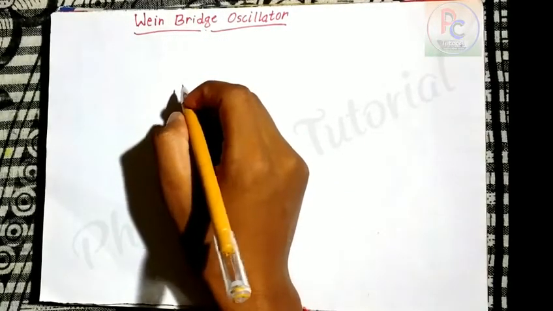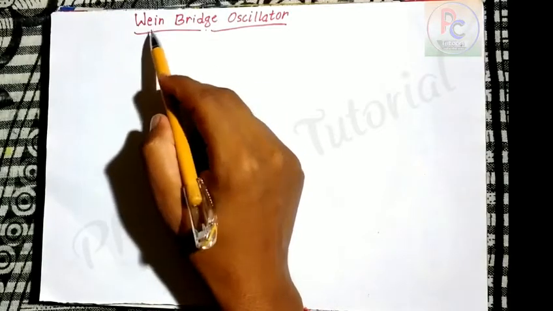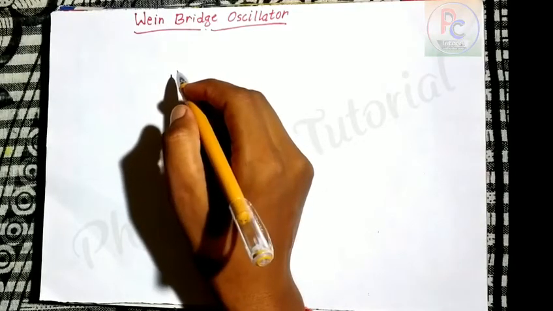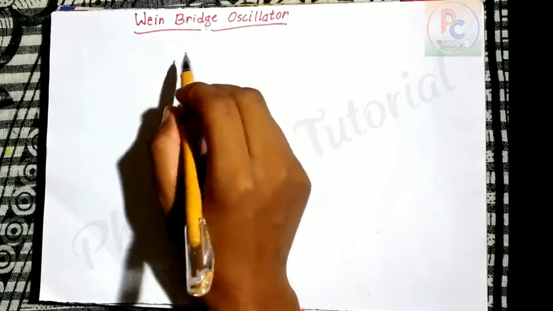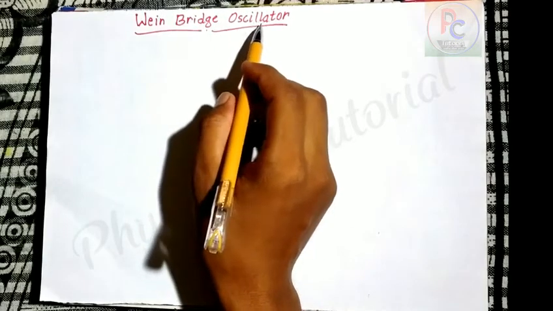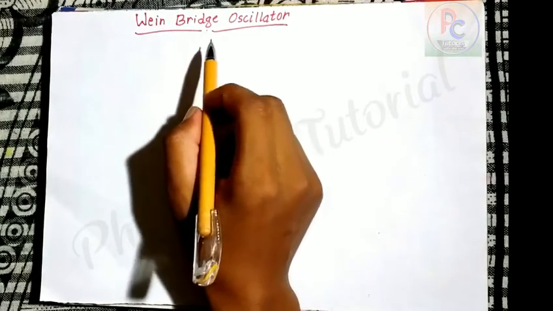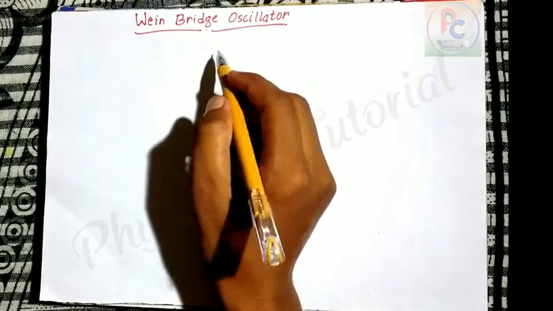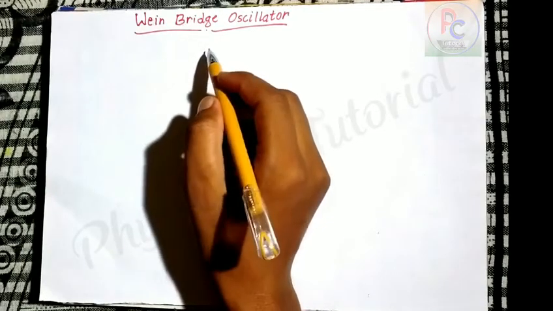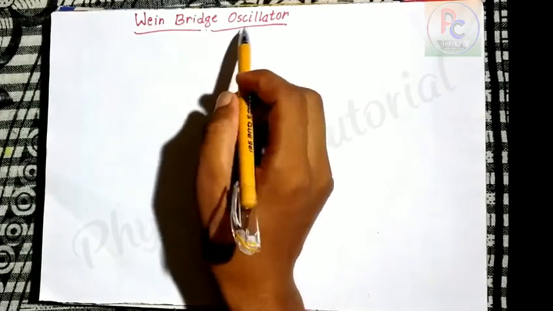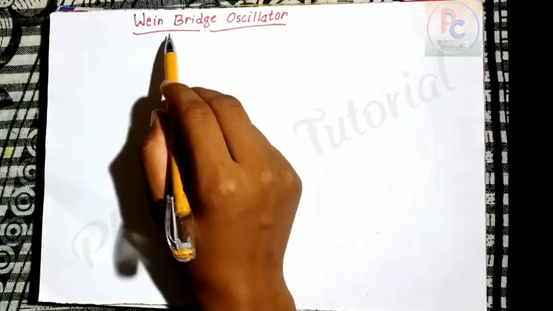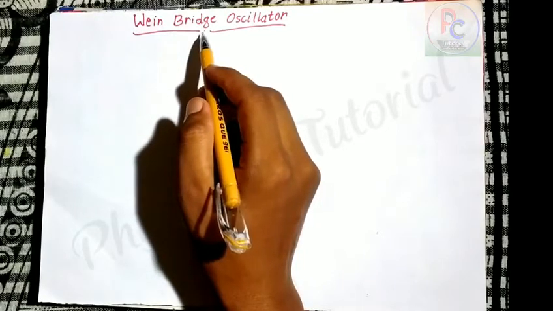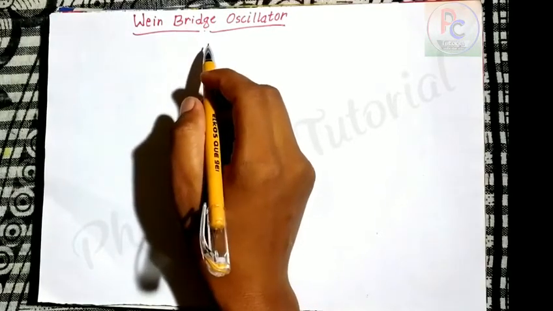This is Saurav and today we will understand about the Wein-Bridge oscillator. In the lecture series on oscillators, we have discussed the principle, working and uses of oscillators. We have also discussed its Barkhausen criterion and the RC phase shift oscillator. Today, for the Wein-Bridge oscillator, we will discuss the principle, working, circuit diagram, frequency derivation and its uses.